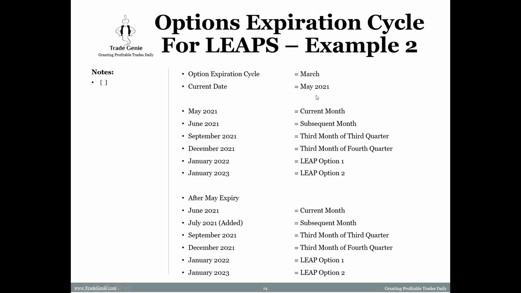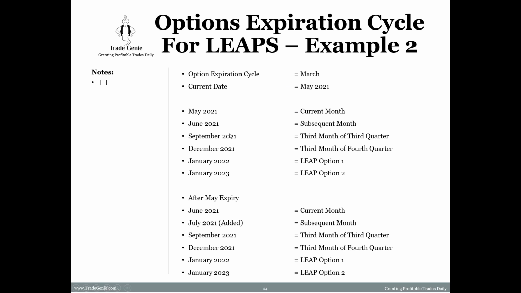Current date is May 2021. So May 2021 is the current month. June, the formula is current month plus subsequent month, so June is the subsequent month. We need 2 more months. So we say which 2 months we need. The stock is assigned to March, and March is the 3rd month of the quarter. So we need 2 months of the 3rd quarter.